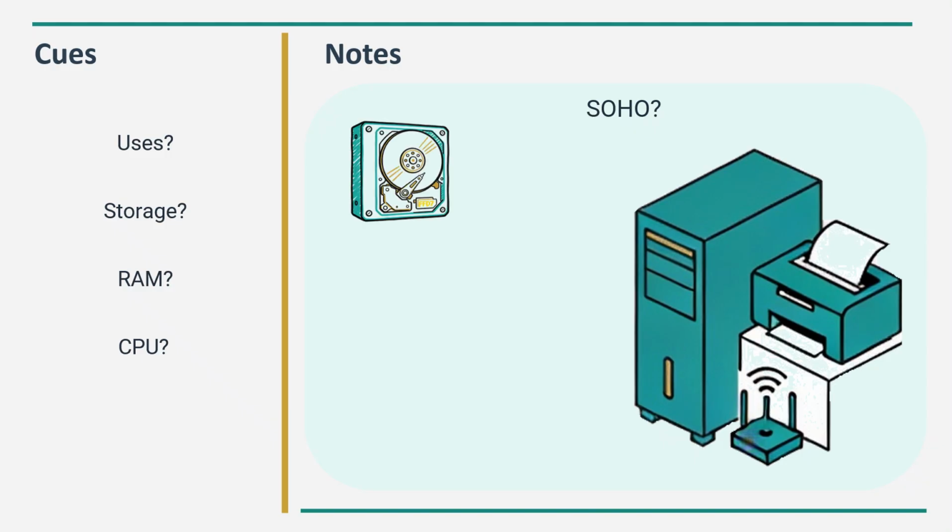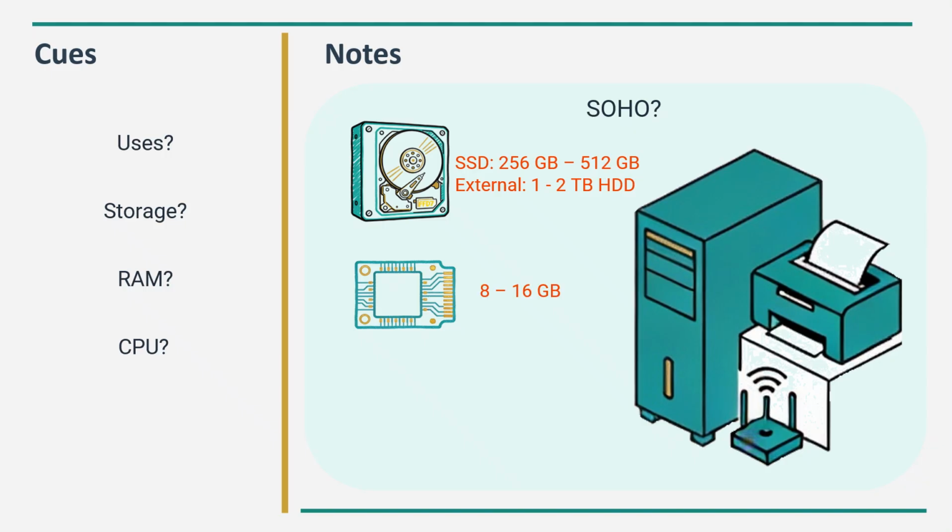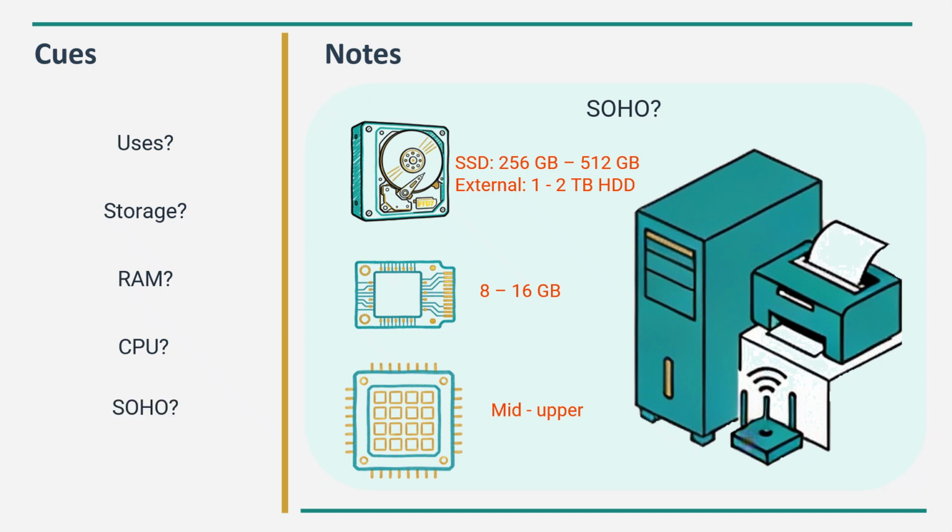If we look at the storage, they will usually have a dual setup, a 256 to 520 GB SSD for the operating system and programs, and a 1 to 2 TB HDD for documents and backups. When they look at RAM, 8 to 16 GB so the system stays responsive, and the CPU, a mid to upper range which is strong enough for several business apps to run at once.